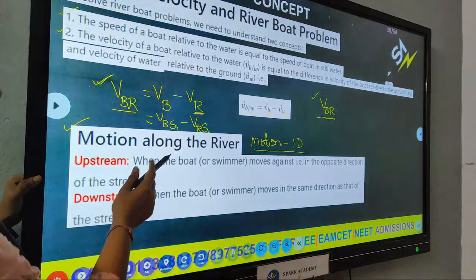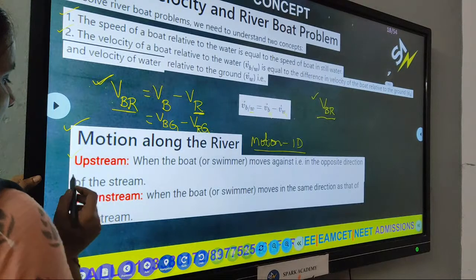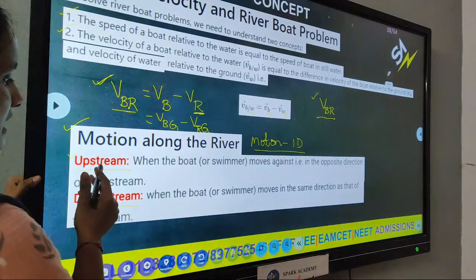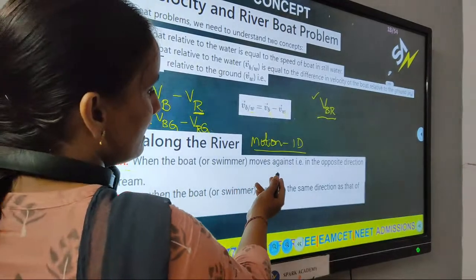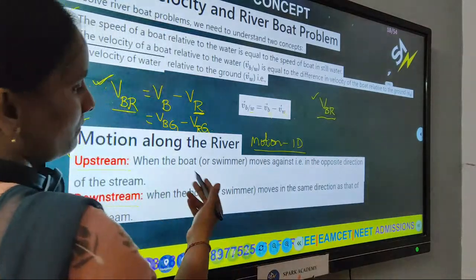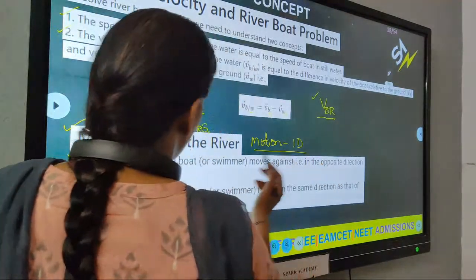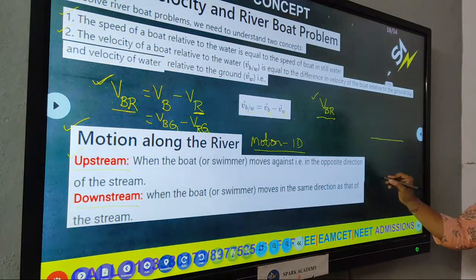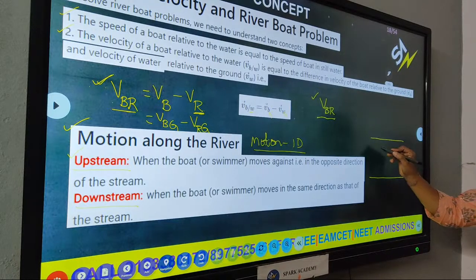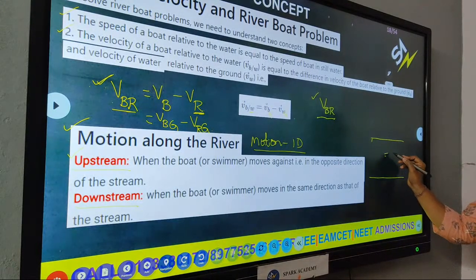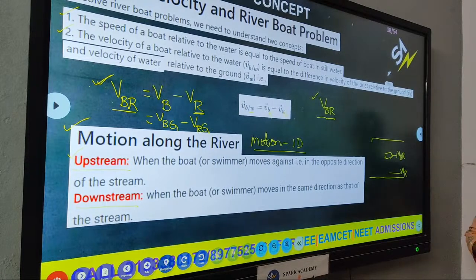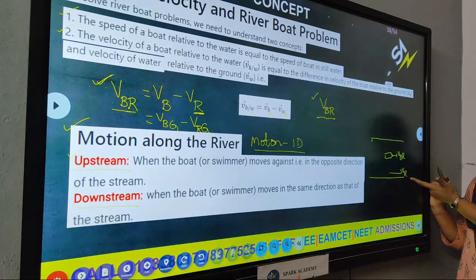So the boat is moving along the river. In that we have to understand two points, upstream and downstream. Upstream means when the boat moves against the direction of flow of water, that is opposite to the direction of the stream. These are the banks of the river, and there is a boat in the river flow. This way is the direction of the river flow.